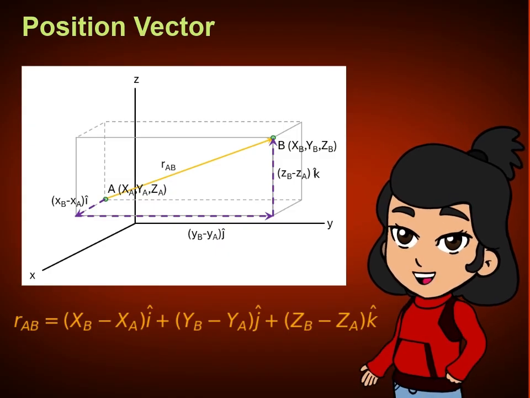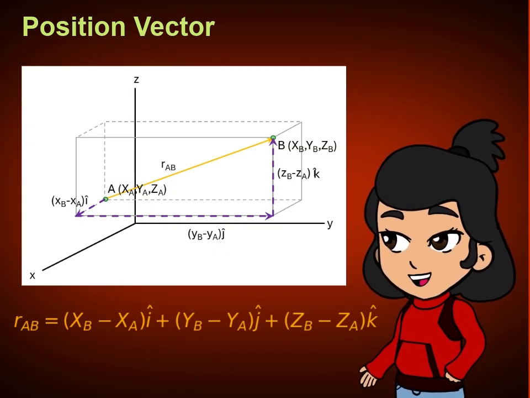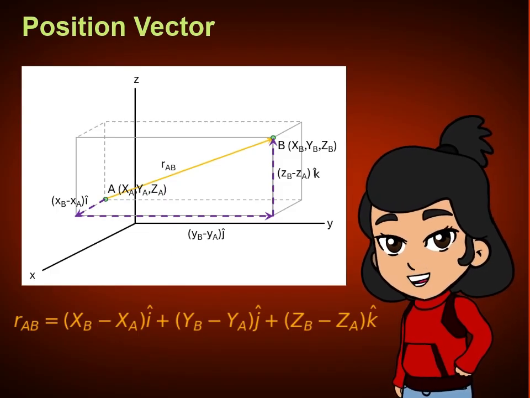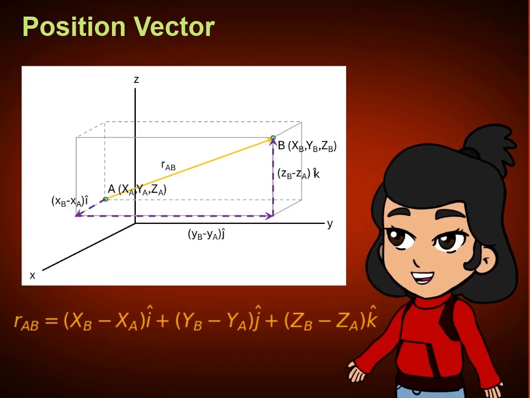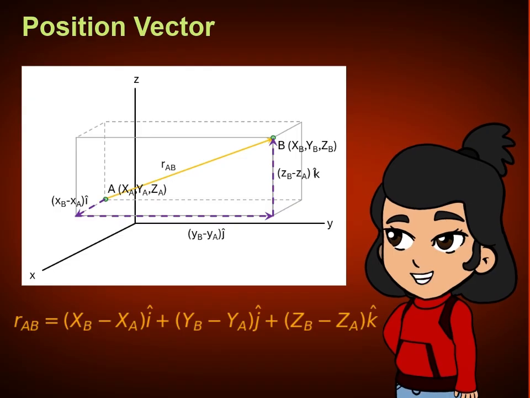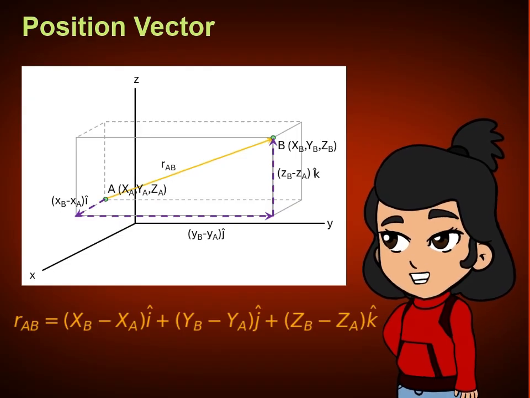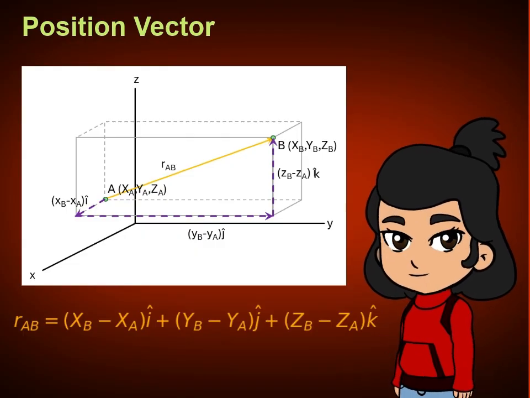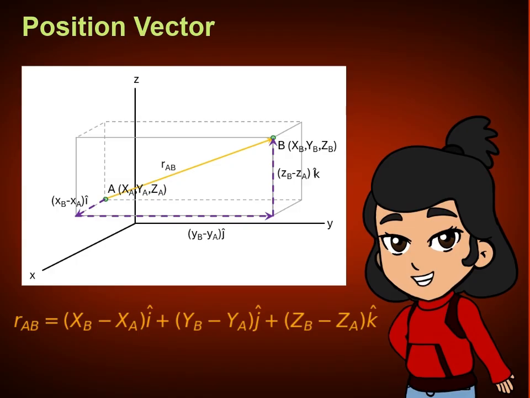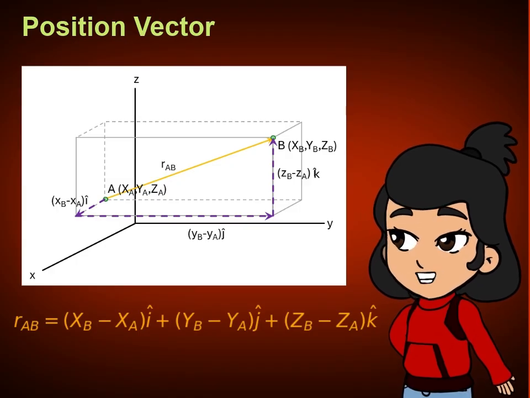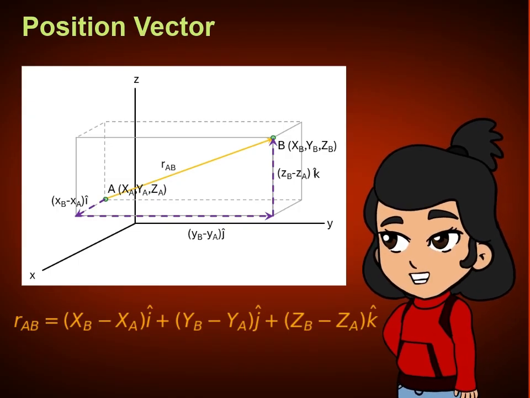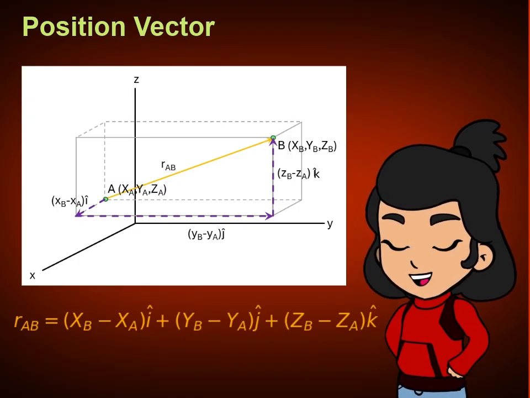So try to keep this in mind as you're doing the position vector, that even though A is your starting point and B is your ending point, B is considered your tip. Okay? And so when you're looking at a position vector, you should always subtract your tail coordinates, in this case A coordinates, from your tip coordinates, in this case B coordinates.